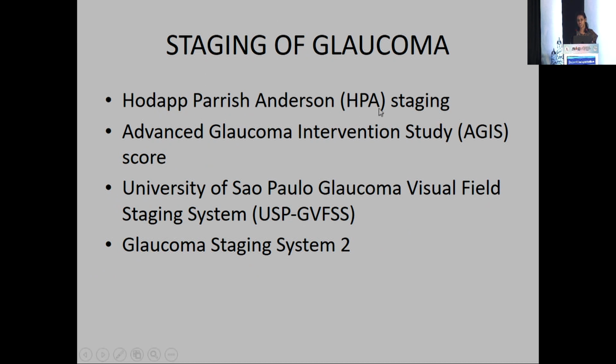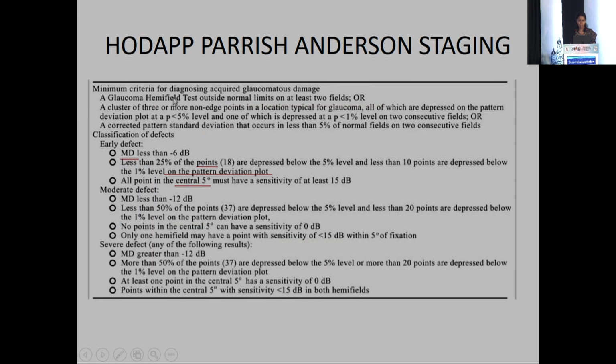These are the various staging systems available for staging glaucoma based on the field reports. Hodapp-Parrish-Anderson staging is what we are commonly familiar with, and the staging system by the University of Sao Paulo includes the visual field index too, and the Glaucoma Staging System 2 by Brusini includes the Bebie curve. HPA staging provides the depth of overall defect based on the mean deviation value, the number of points involved on the pattern deviation plot, and its proximity to central fixation.